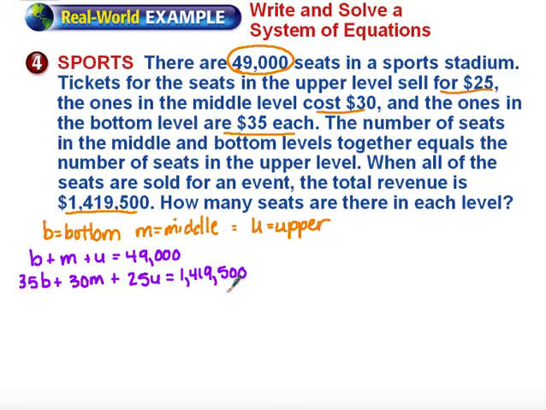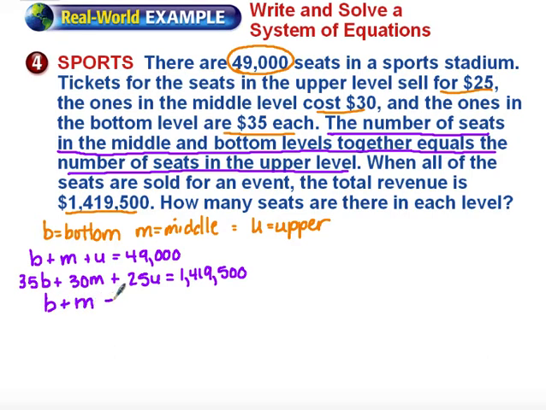Remembering when I have three unknowns, I need a third equation. So the third equation is going to come from this sentence right here. It says the number of seats in the middle and the bottom levels together equals the number of seats in the upper level. Okay, so middle and bottom together make upper. So that's going to look like this: bottom plus middle is equal to upper. And that gives me my third equation.